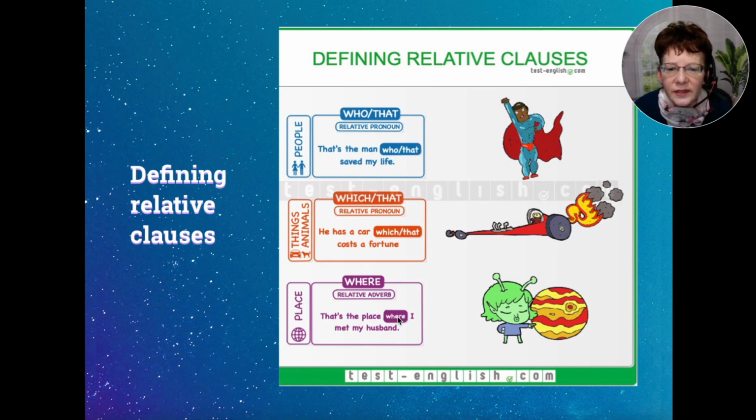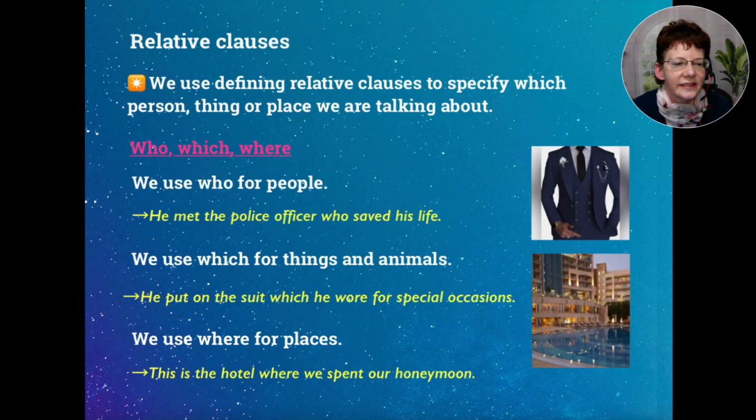So, each of these signal words signifies the clause that describes the main clause, and it usually goes next to the noun it modifies. All right. Okay, relative clauses. We use these defining relative clauses to specify which person, thing, or place we are talking about. So let's talk about who, which, and where.